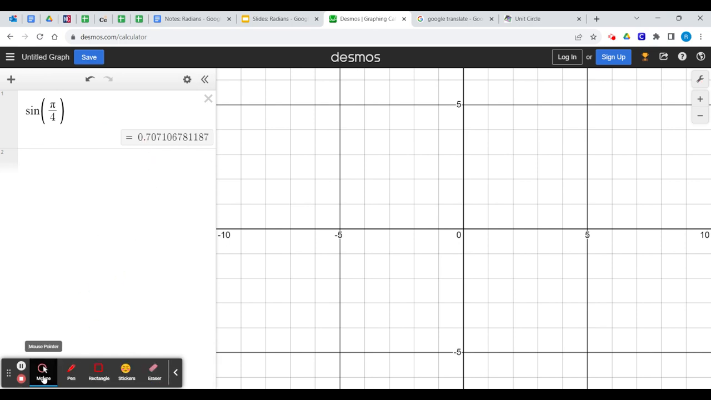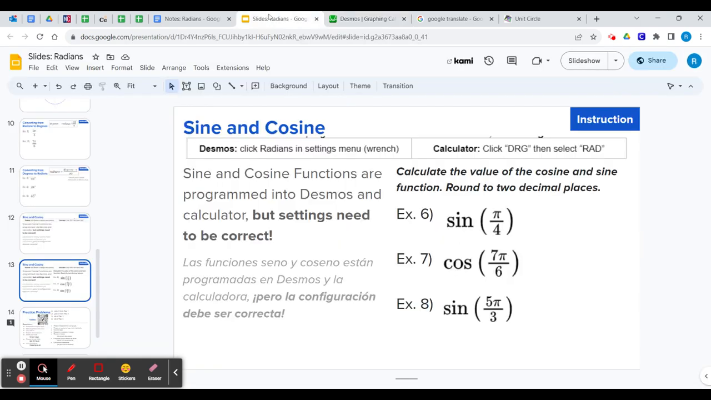So in this case, we have sine of pi over 4 equals 0.707. I'm going to round to 2 decimals. That is going to be 0.71. Now let's do our next two.